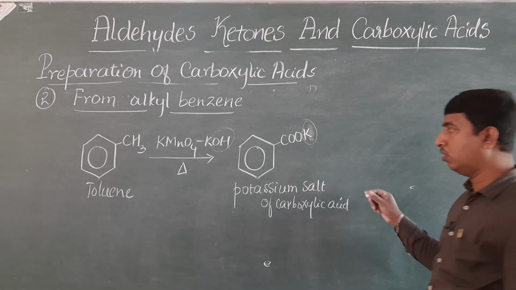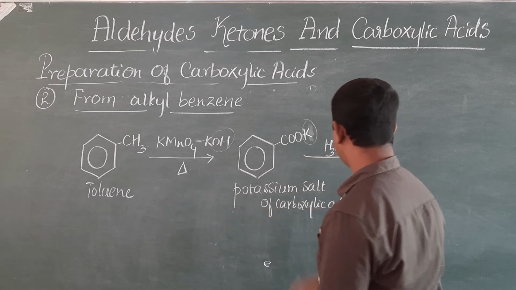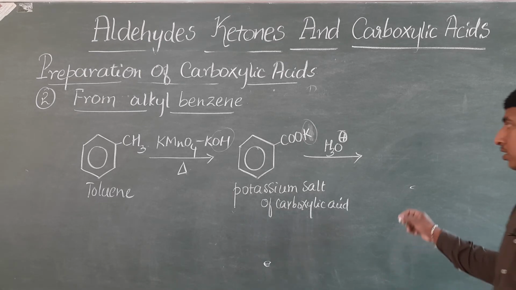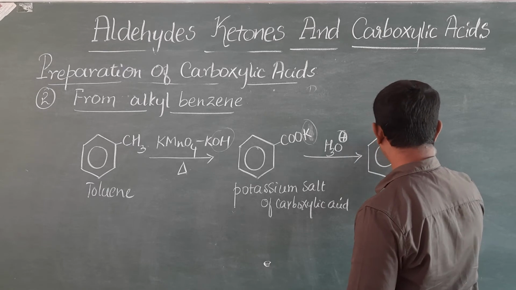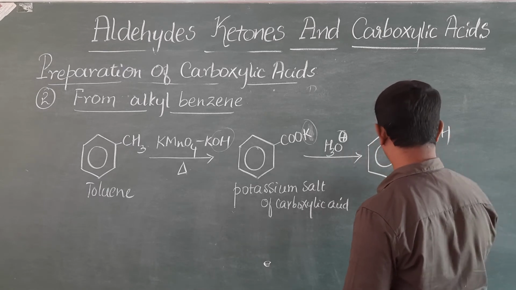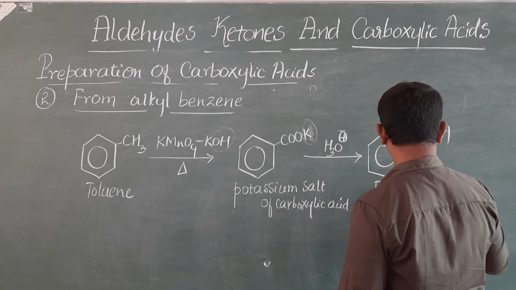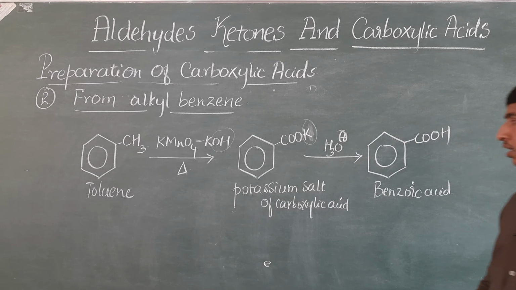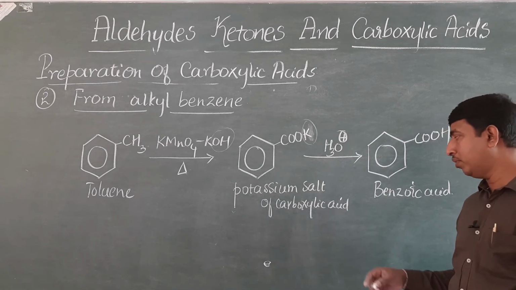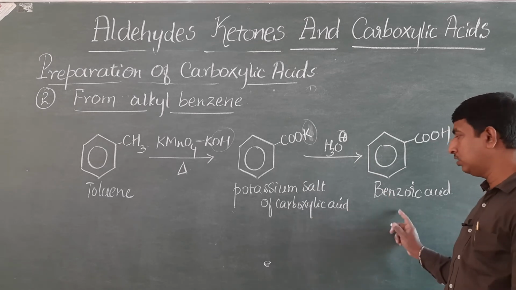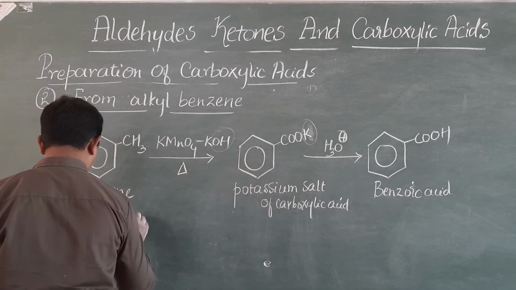Now this potassium salt upon acidification using a mineral acid gives COOH from COOK. This acid is named benzoic acid. So methyl benzene upon oxidation gives potassium salt of carboxylic acid, and further upon acidification it will form benzoic acid. I will take one more alkyl benzene.